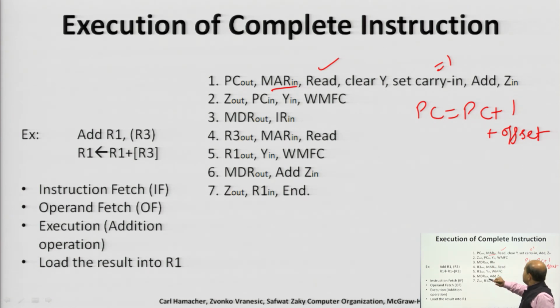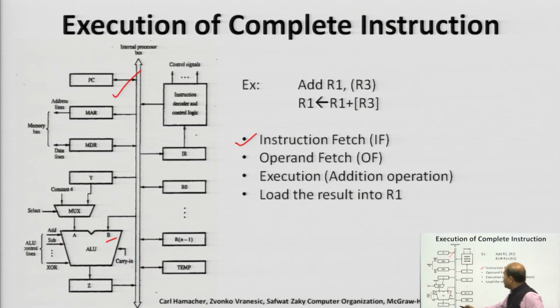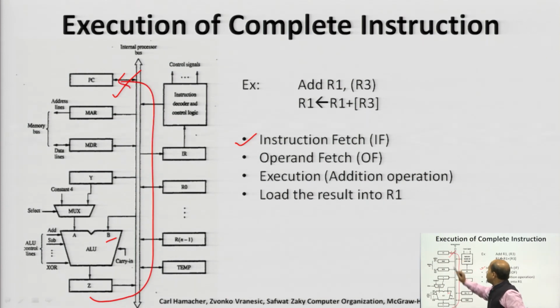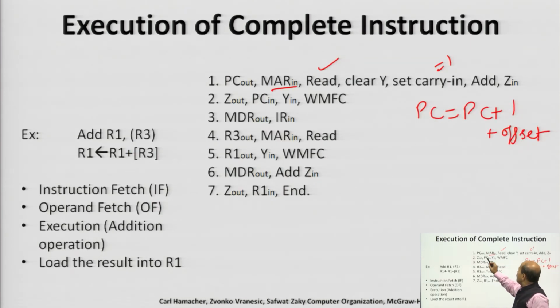In the second step, Z out and PC in should be connected. The Z register and PC register should be connected. These two registers can be connected this way. So, the Z out value will be transferred back to PC. How? The Z out gate should be open and the PC in gate should be opened. So, there will be a path from Z to PC this way. So, Z out, PC in, because this value is updated here.